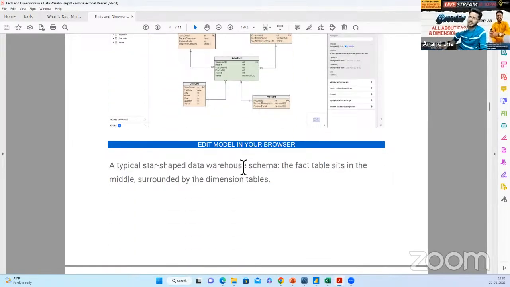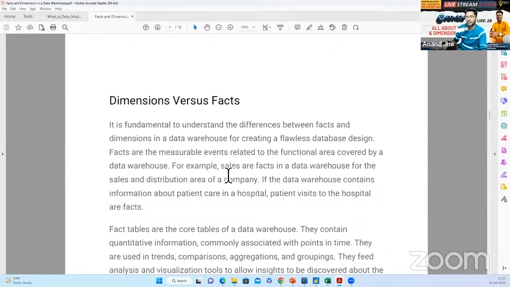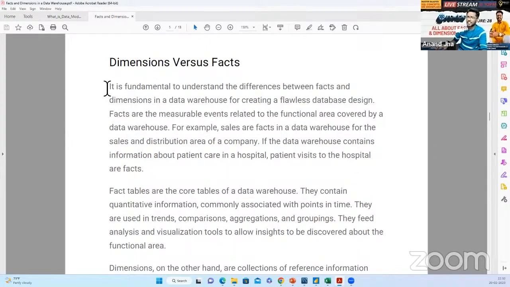So in a typical star schema data warehouse, the fact table sits in the middle, surrounded by the dimension tables. Right? So dimension versus fact. It is fundamental to understand the difference between facts and dimensions in a data warehouse for creating a flawless database design. Why do we need flawless database design? So that I can design it flawlessly.